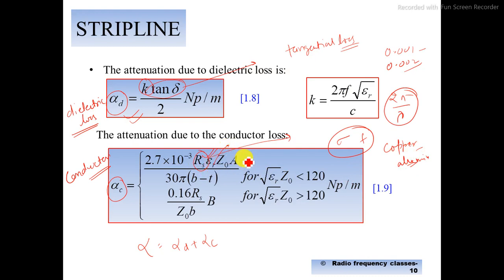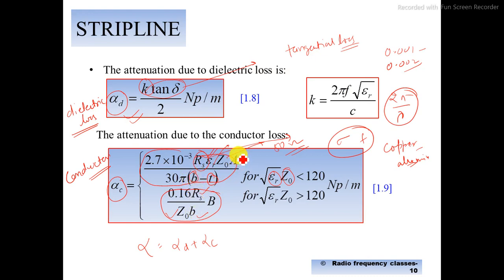Epsilon r is given to you, what kind of substrate we are going to use. Z0 will be defined as 50 ohm or whatever value is given, because if it is not known, we cannot find out the condition and we cannot proceed. So we have to get the value of epsilon r and the value of Z0, then we get the condition. If it is less than 120, I will use this formula. If it is greater than 120, then I'll use this formula. So by seeing this, you can see B will be given to you, Z0 will be given to you, Rs we can calculate depending upon the conductivity and frequency for which we are going to calculate the design. Thickness will be given for the particular material, and B is the same as this.